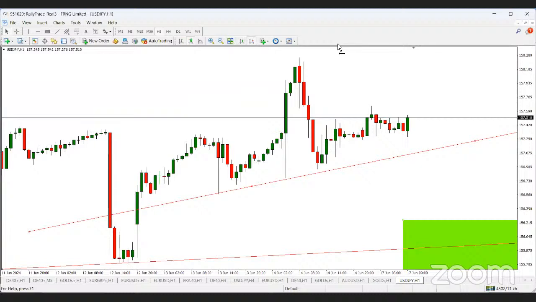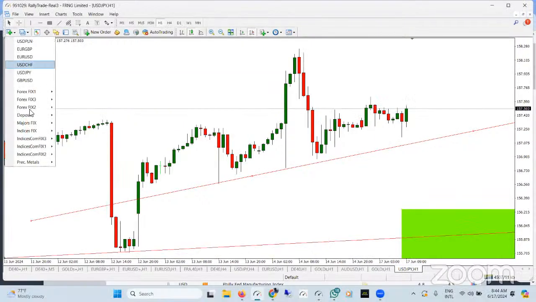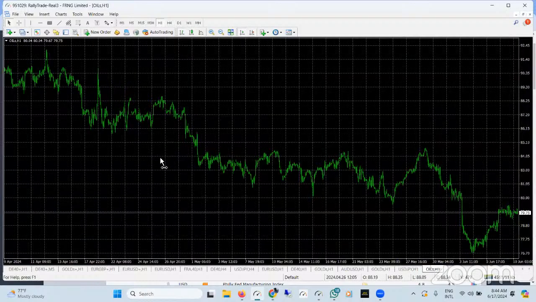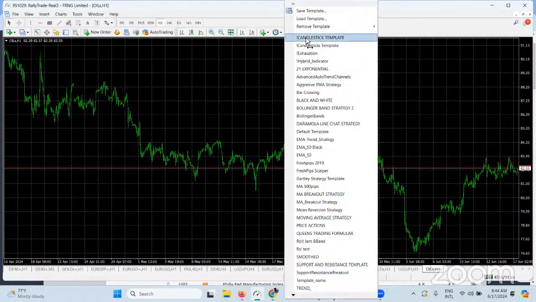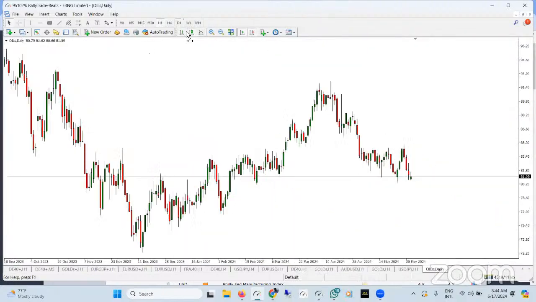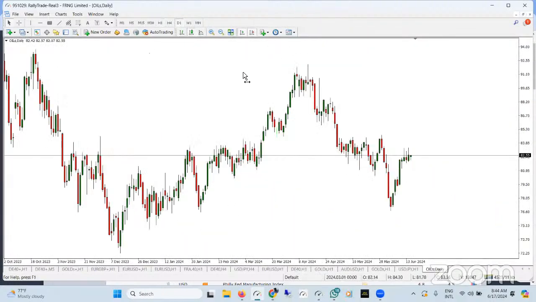Let's go to crude oil very fast. Somebody mentioned crude oil, so I'm going to quickly go to here, pick from here and go to oils. So oils, I'm still interested in buying because in the recent past the price of oil dropped. So I'm still looking to buy, seriously.